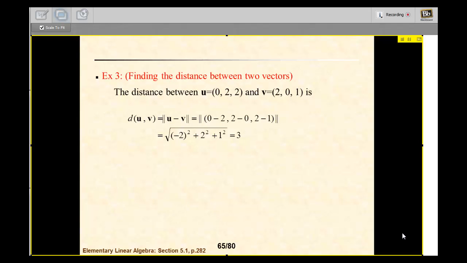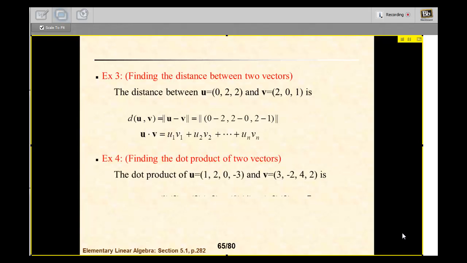So, find the distance between two vectors. The two vectors U and V are given, and they say to find the distance. We can find the distance by subtracting these two vectors. U minus V: when we subtract these two vectors, we will get 0 minus 2, 2 minus 0, and every element gives us a 3.